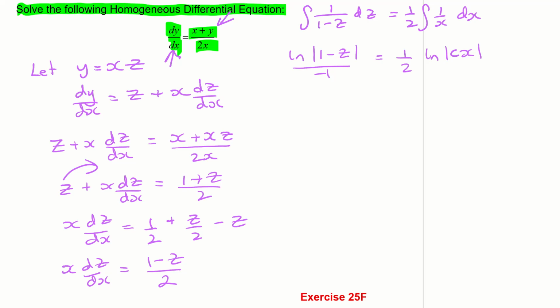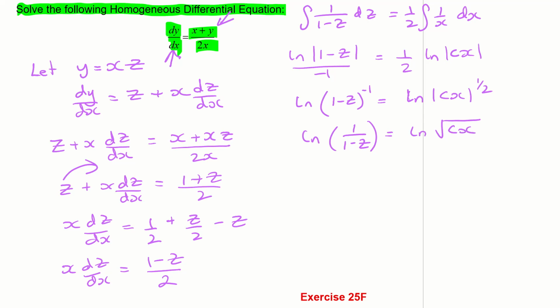And so we get ln (1 minus z) to the negative 1, should still be a modulus really, but let's not worry about that, is equal to ln c x to the half. And so ln 1 over (1 take z) is equal to ln root cx.